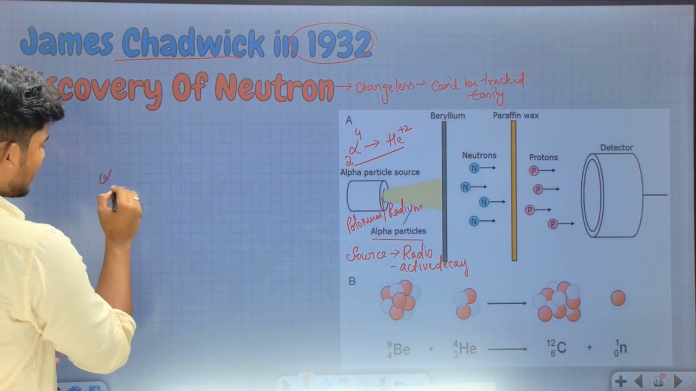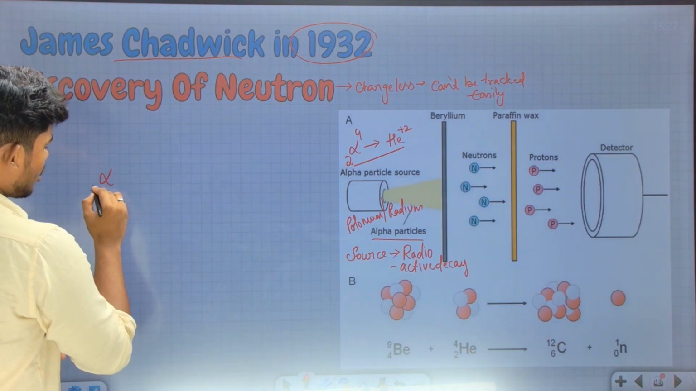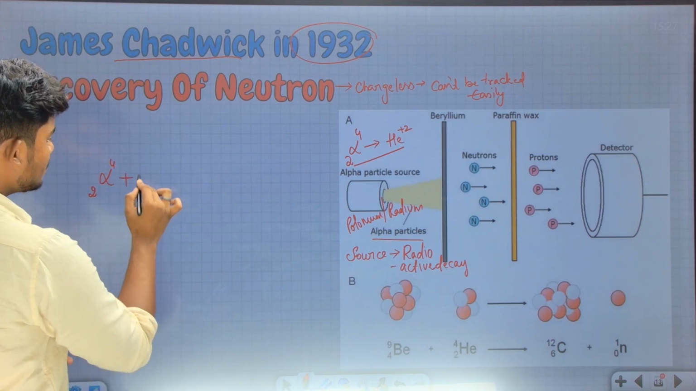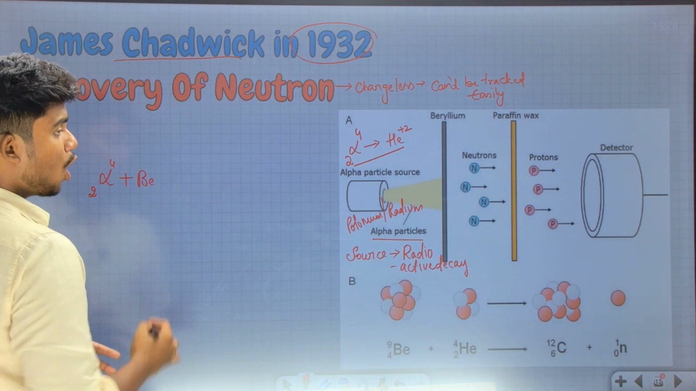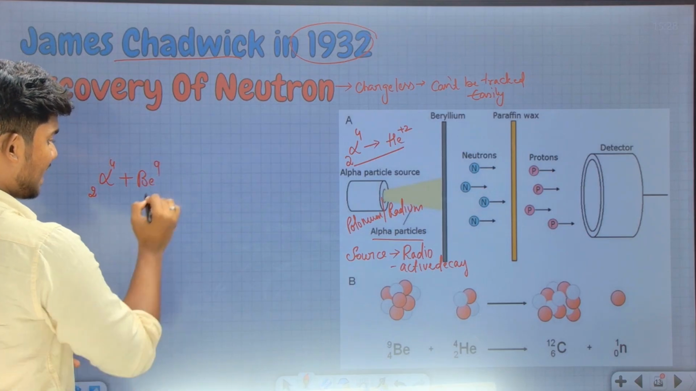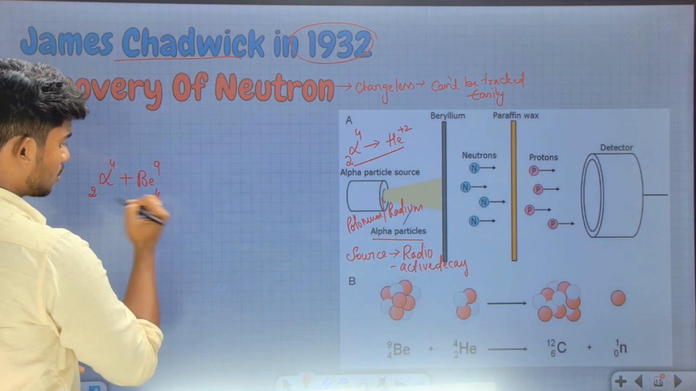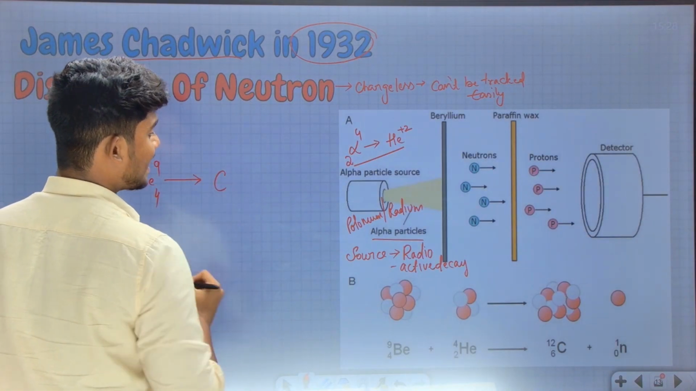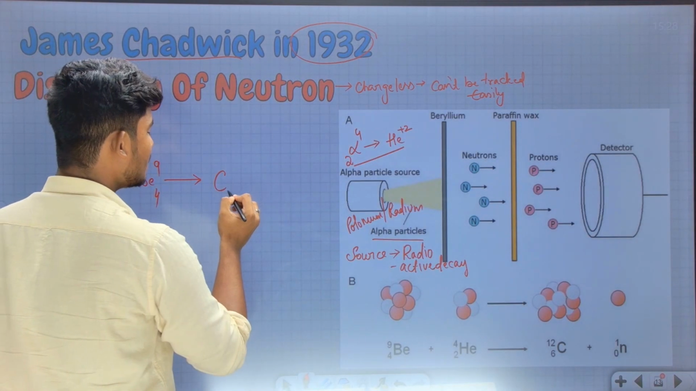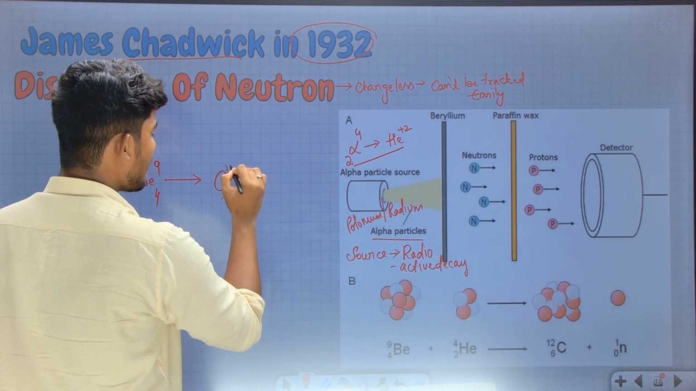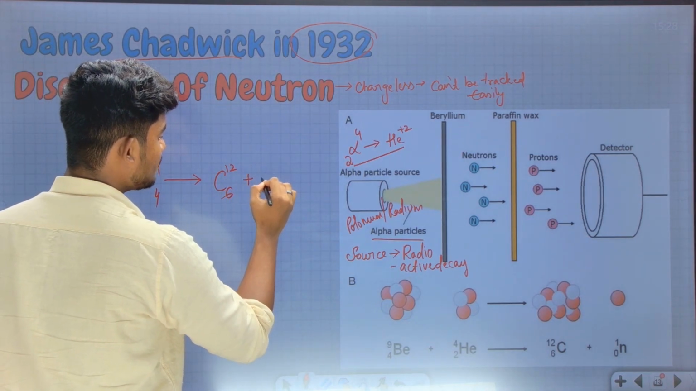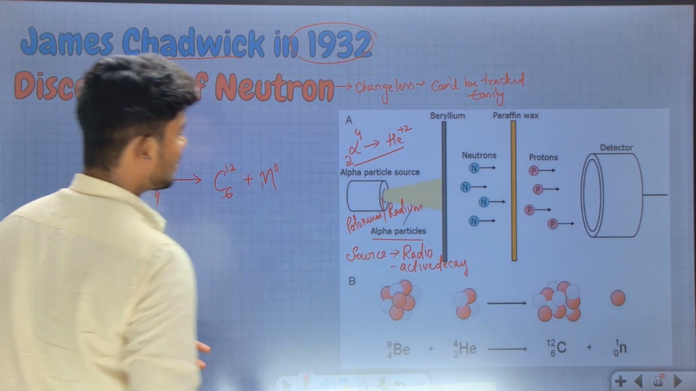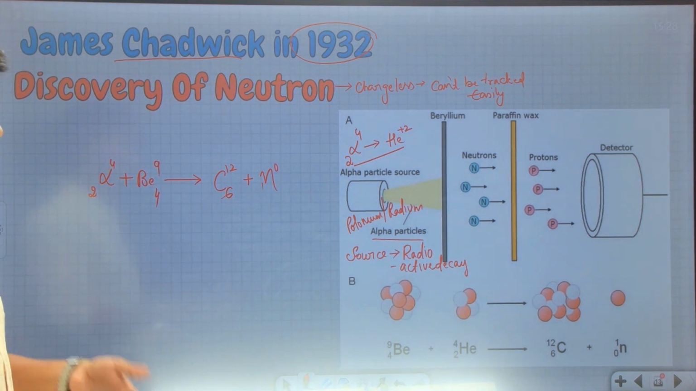So alpha particles, which have an atomic number of 2 and mass of 4, when bombarded with beryllium of mass 9 and atomic number 4, got converted into an atom of carbon with atomic number 6 and mass 12, and there was a byproduct, a neutron, with charge 0 and mass 1.